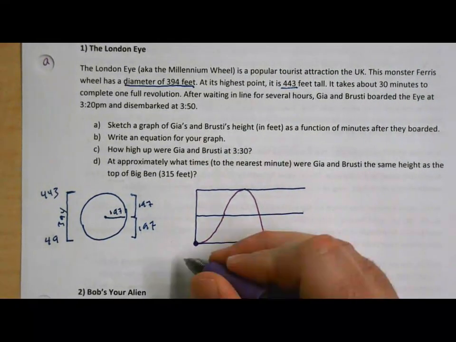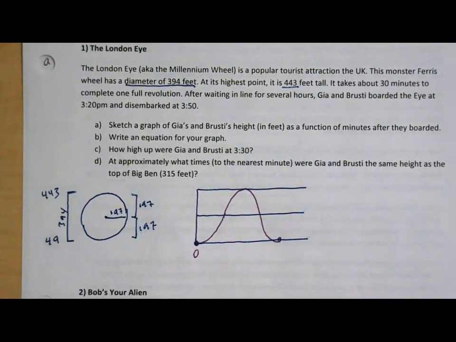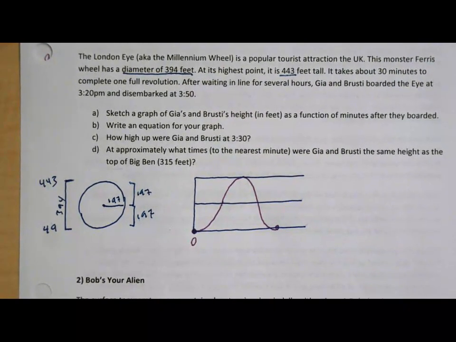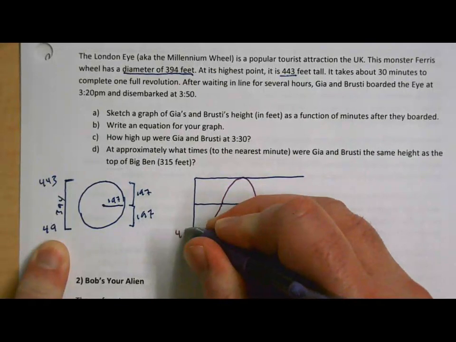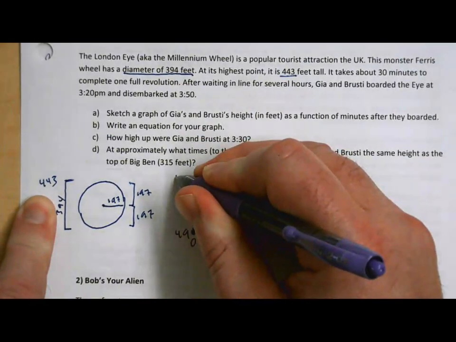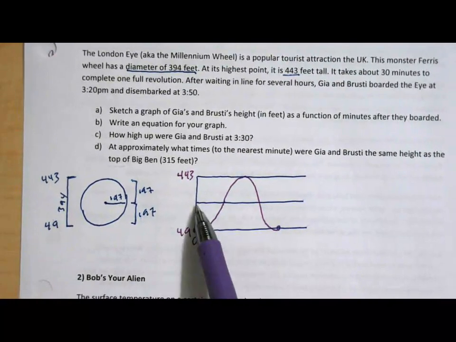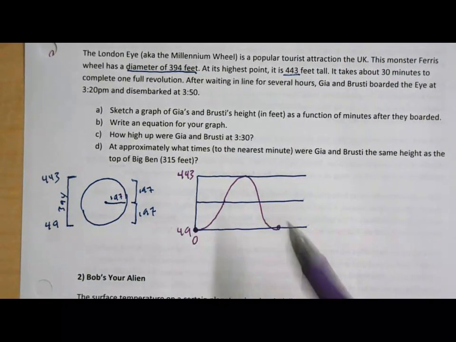So we're going to say that the x coordinate here is 0. What's the y coordinate at that point? It's 49. And then this 443 would be the highest it's ever going to go, right? It might be useful for us to have this center point. That's going to end up being our vertical shift eventually. 49 plus 197 is 246.